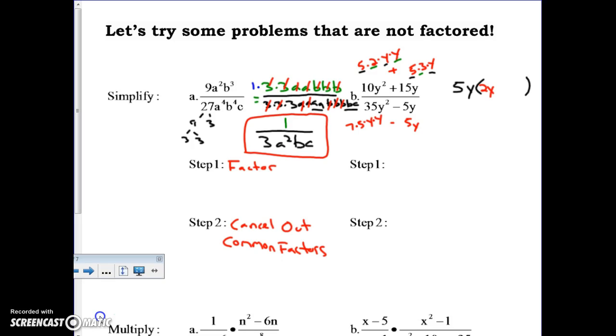So we get 2y plus 3. All right, now in the denominator, the 35y squared was broken down to 7 times 5 times y, and the 5y couldn't be broken down any further, so it's just 5y. So what do they have in common? They have no 7s in common. They have a 5 and a 5 and a y and a y. So 5y is going to be the GCF for the denominator also.